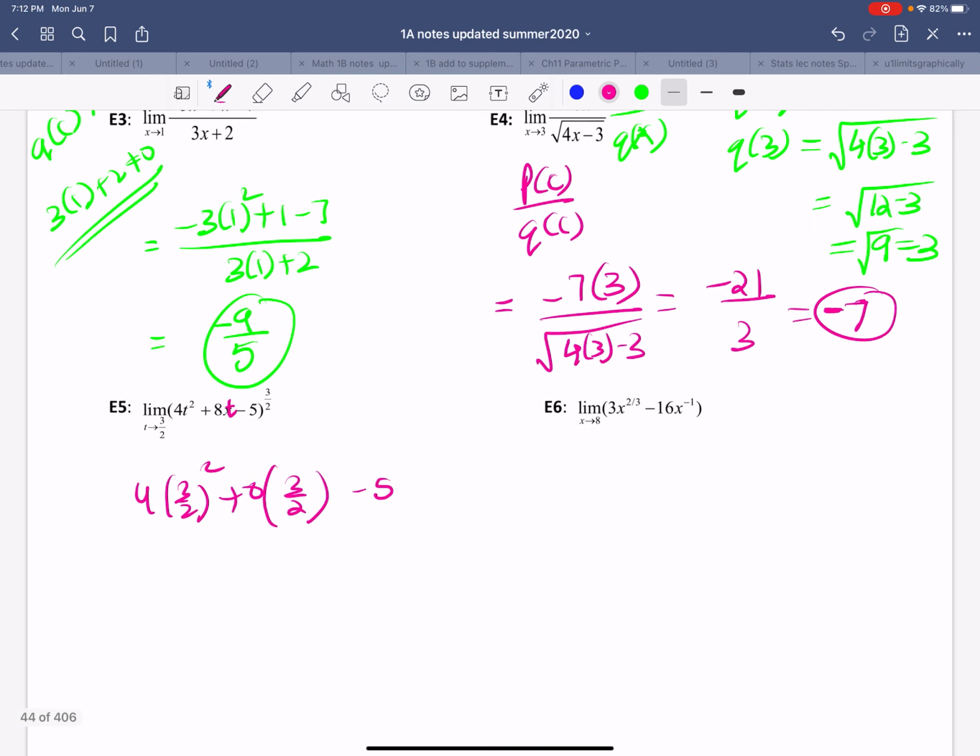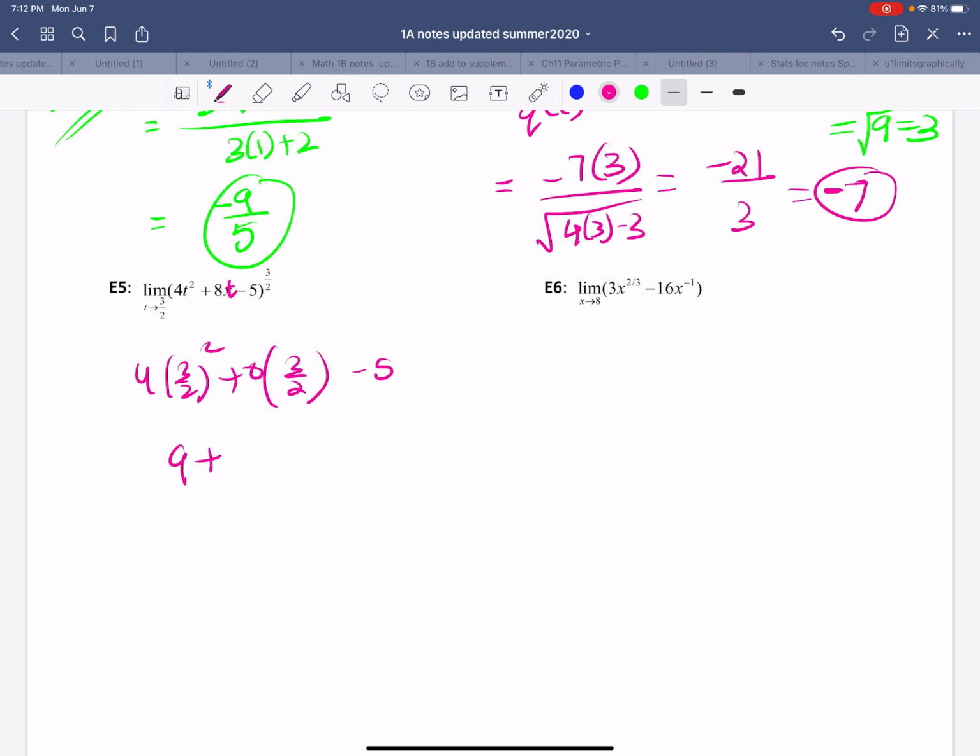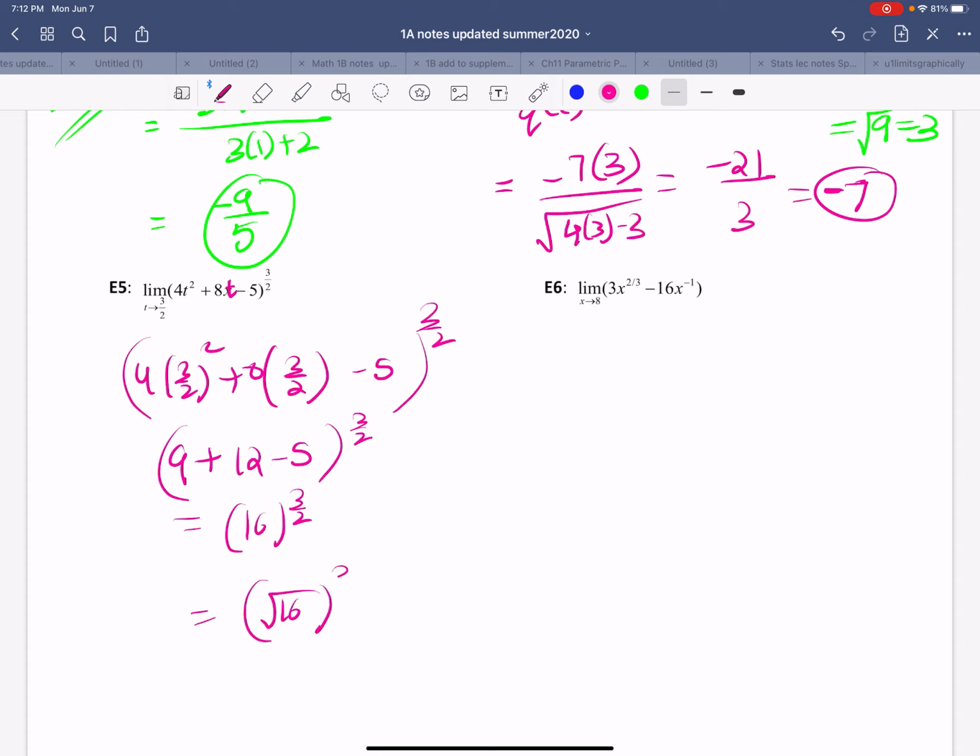4 times 9 over 4, which would be just 9. And that would be 4 times 3, 12, minus 5. 9 plus 12 minus 5, raised to the power 3/2. 12 minus 5 is 7, plus 9 is 16, raised to the power 3/2, which is square root of 16 to the third power, 4 to the third power, and that's going to be 64. So that's what this limit turns out to be.